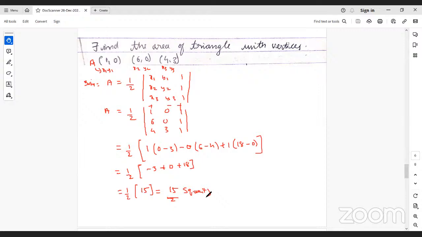This is the first example on area of the triangle. Next, the second example we will discuss. I hope this is clear. A very easy example. And one more sum, you all try to practice by changing the coordinates. Change these coordinates and try to calculate the area of the triangle.